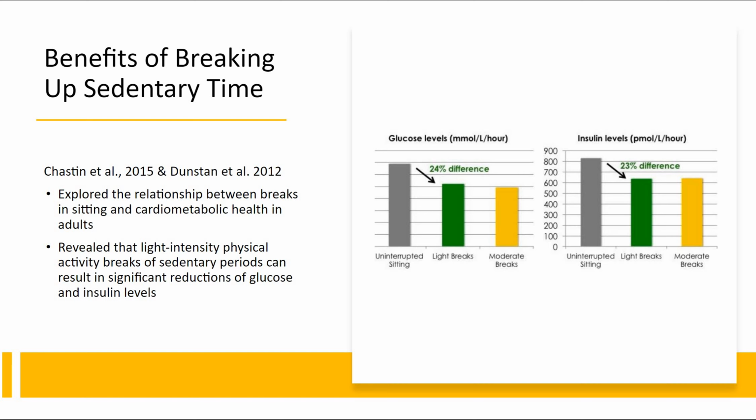Additionally, research by Chastin and others and Dunstan and others discussed the relationship between breaks in sitting and cardiometabolic health in adults. It was found that interrupting sitting time with short bouts of light or moderate intensity exercises like walking lowers glucose and insulin levels in adults. This may help improve glucose metabolism and potentially be an important public health and clinical intervention strategy for reducing cardiovascular risk.